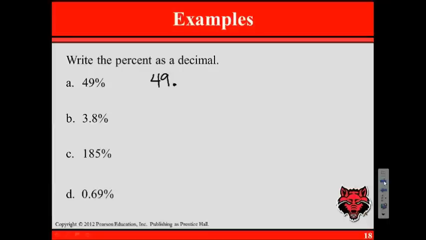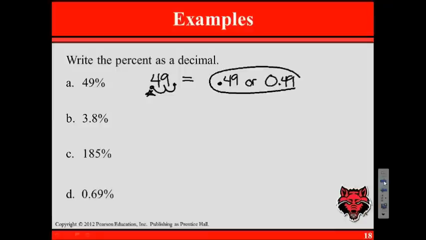Remember, using the process that was explained in the previous slide, we move the decimal place twice to the left. 1, 2. So my new decimal place is in front of my 49. So my answer would be 0.49 or .49. Either way would be perfectly fine.